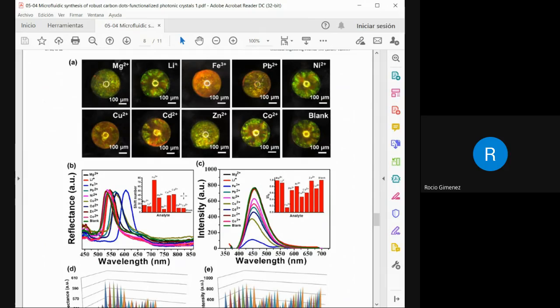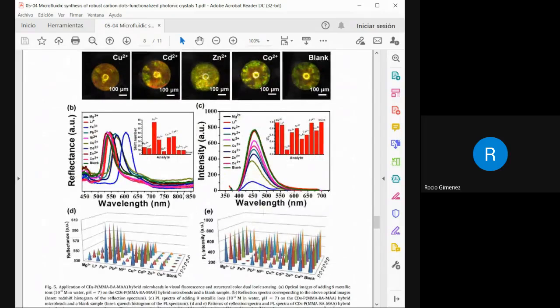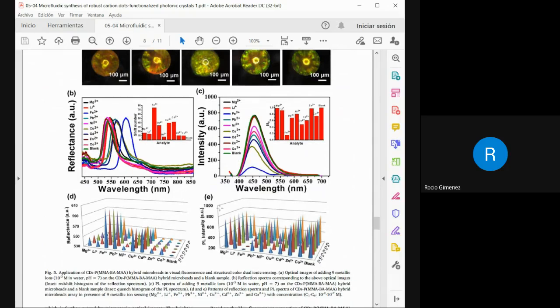micromolars. And these hybrid microbits can be arranged in an array to extract optical signals and apply in ionic sensing with a dual response of structural color and fluorescence, like in images D and E.